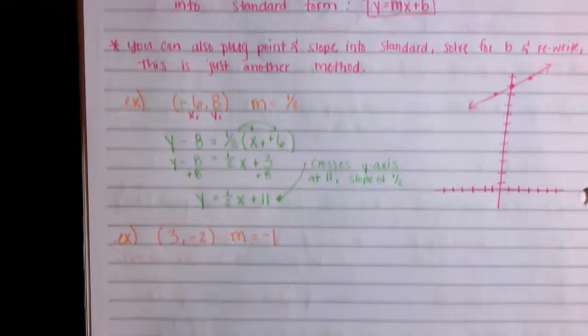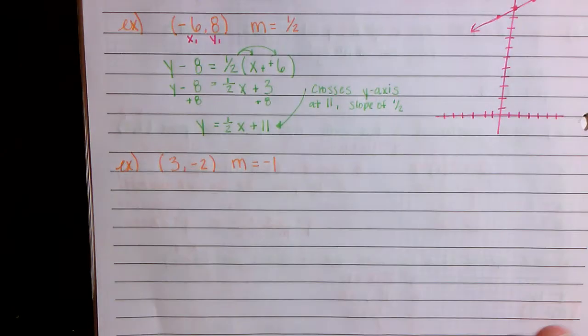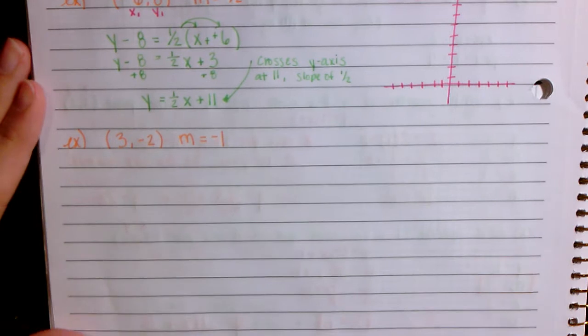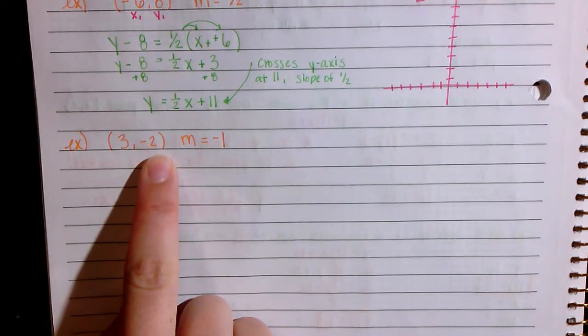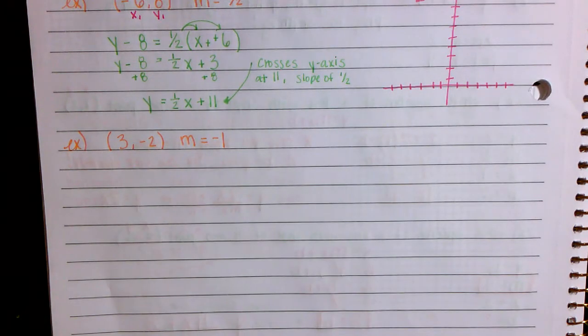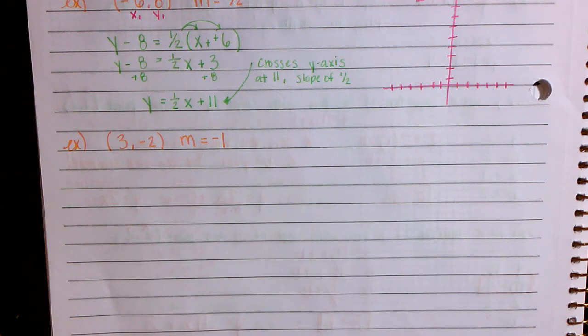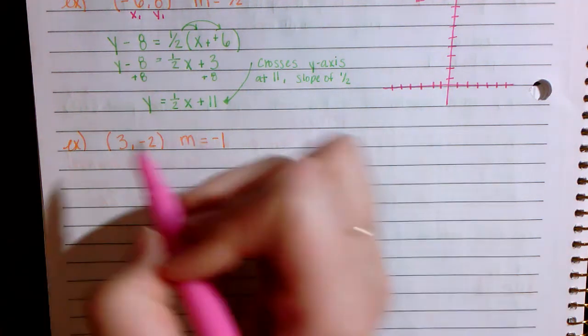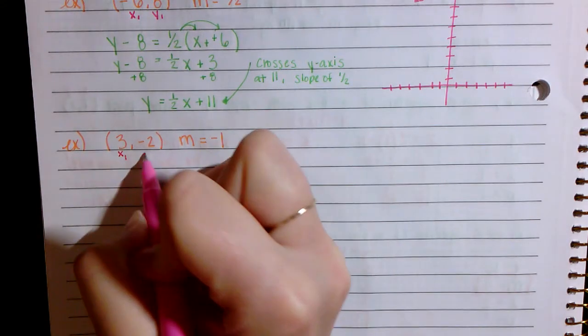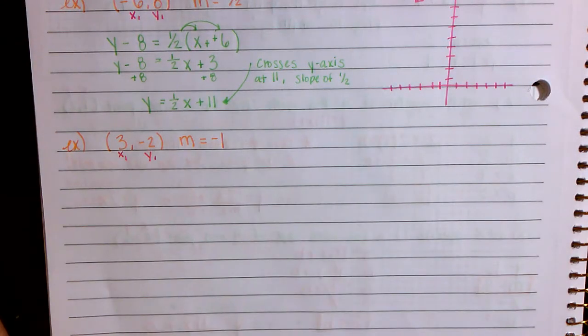So we're going to do one more together on your notes page, and then I'll give you some practice for today. So I've given you the point 3, -2, and the slope -1. So I'm going to label. Always, always, always label your x and your y's because everybody gets them mixed up, and it's never a bad thing to label them. You're never going to hate yourself for labeling them. It's going to help you in the long run.